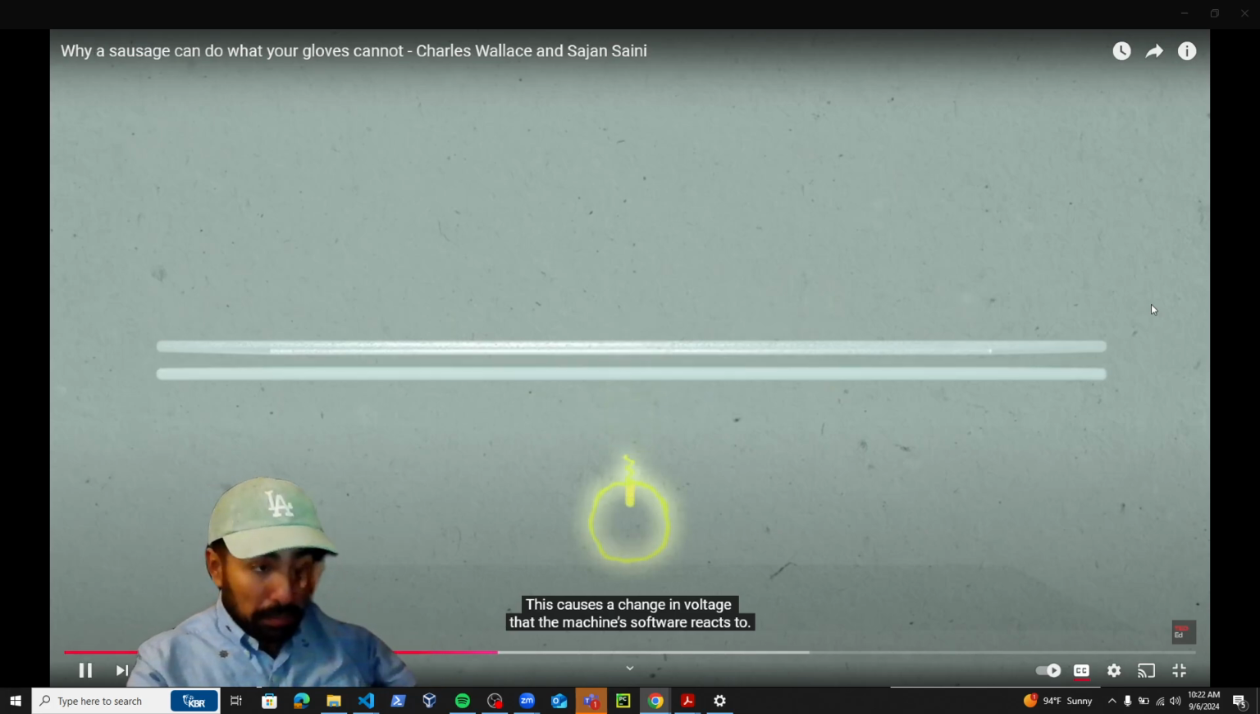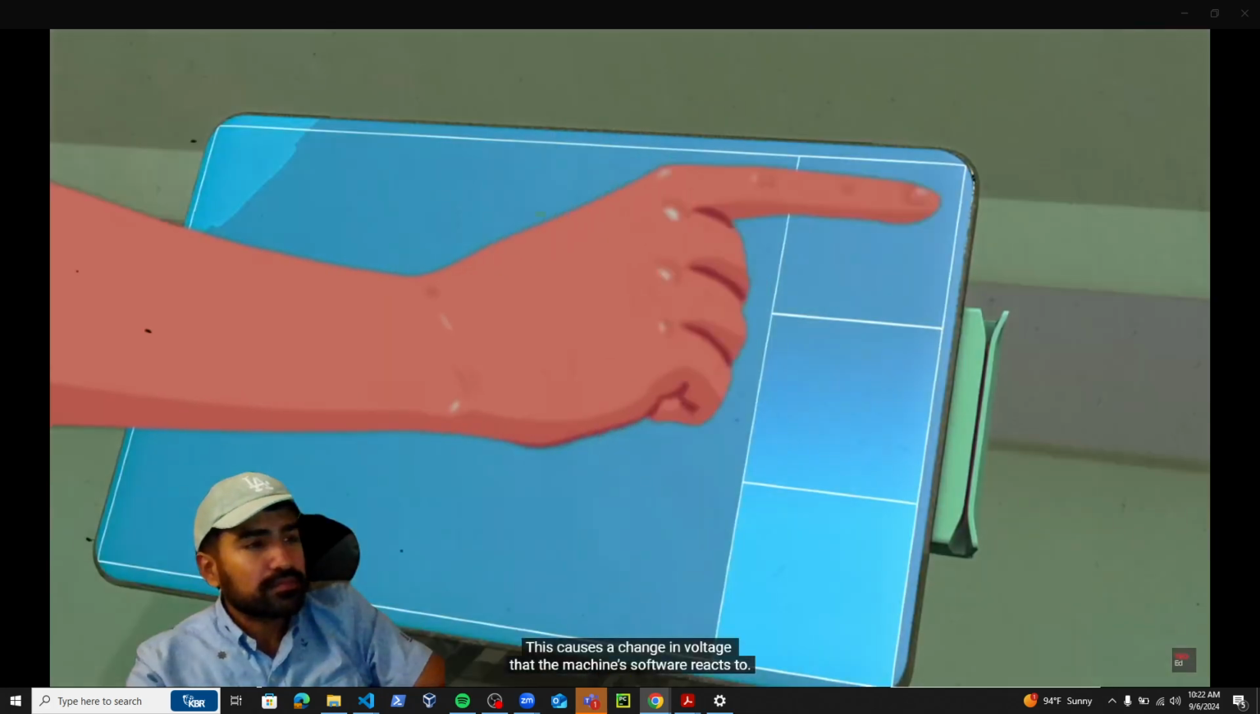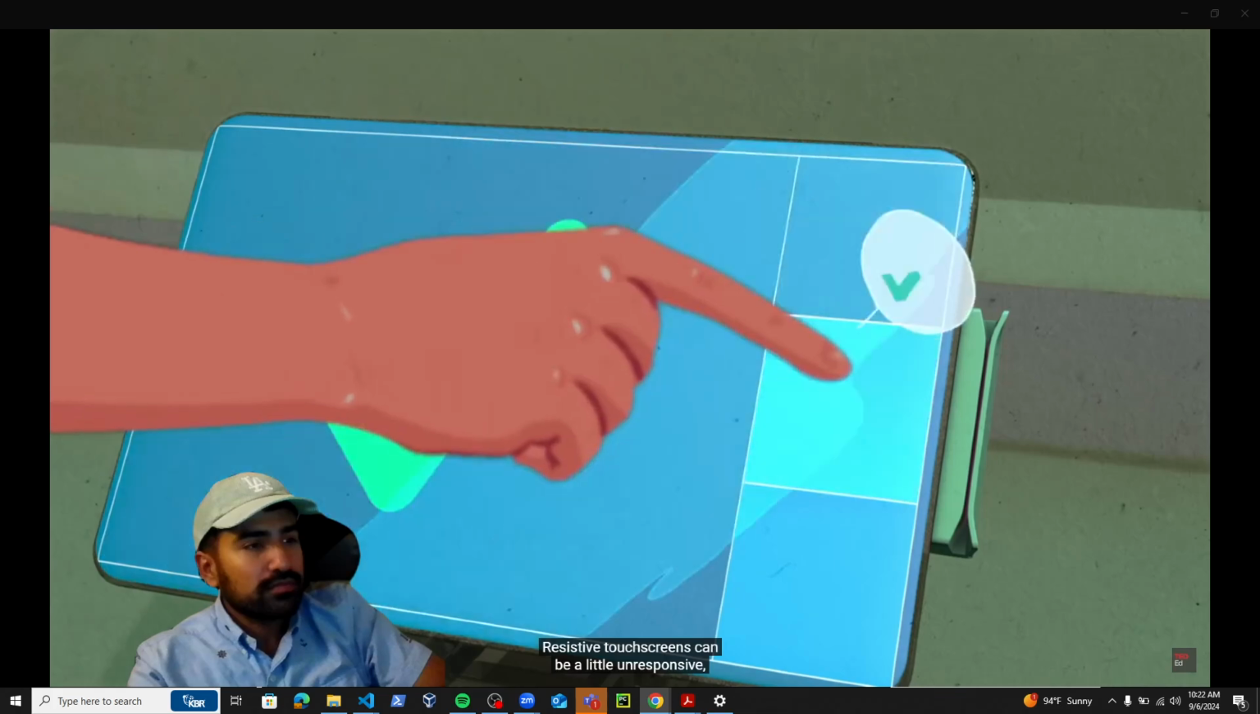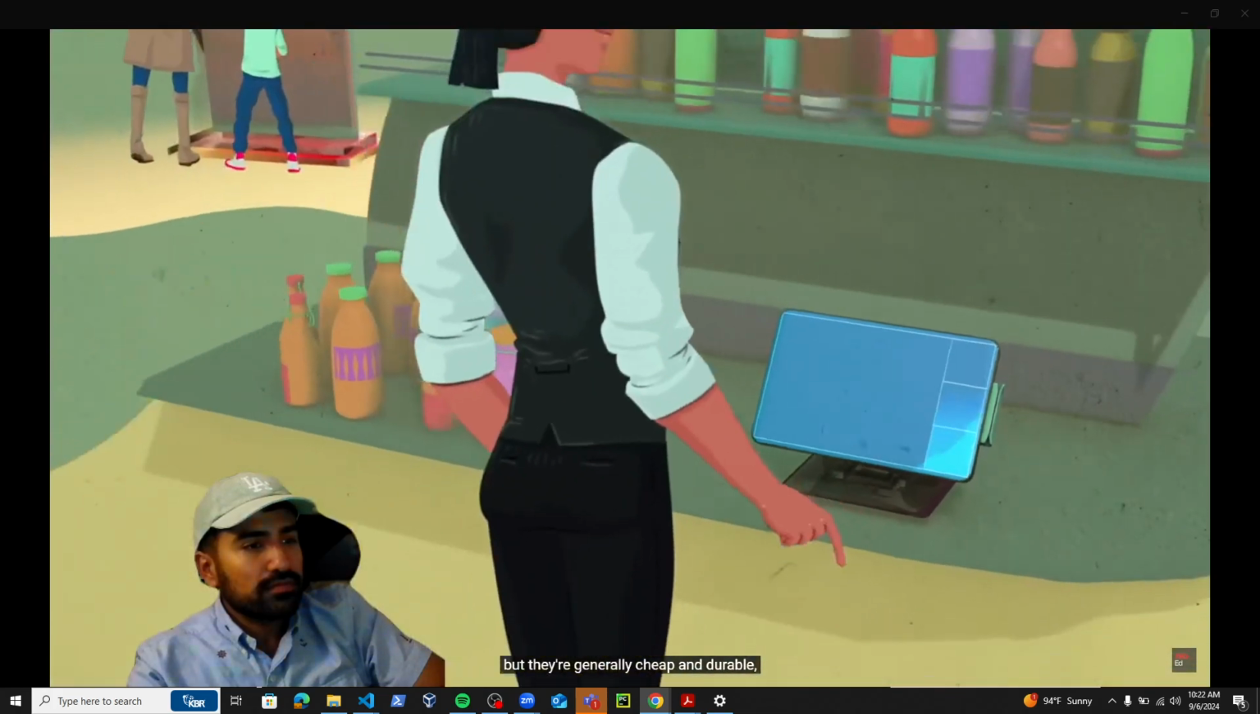Completing the electric circuit causes a change in voltage that the machine's software reacts to. Resistive touchscreens can be a little unresponsive, but they're generally cheap and durable.